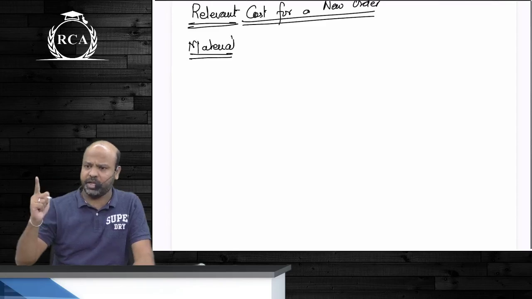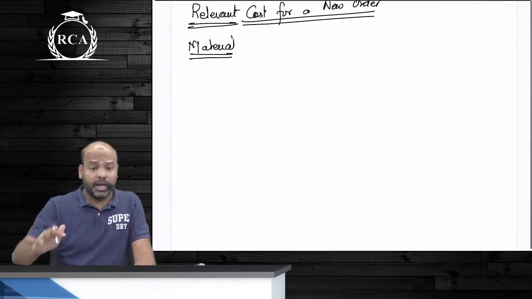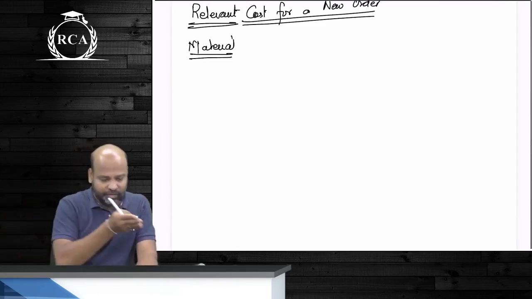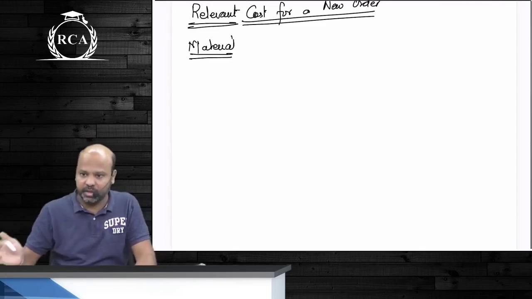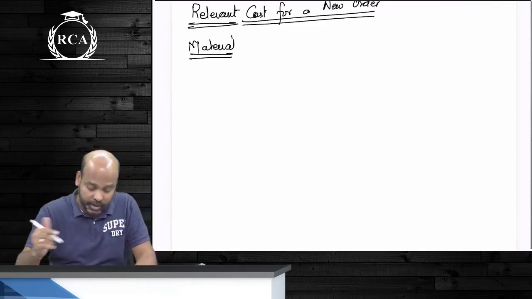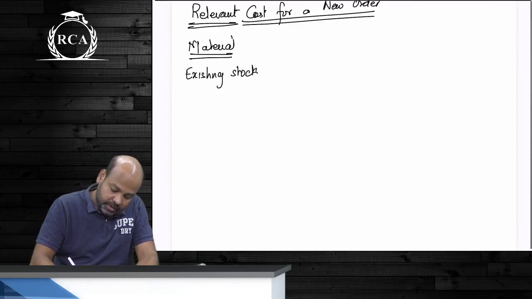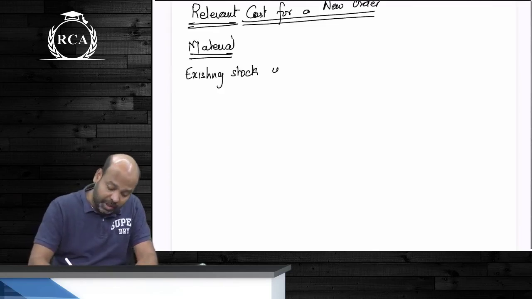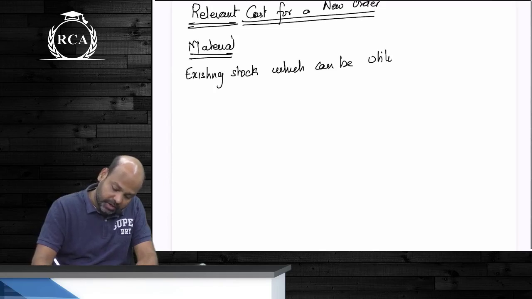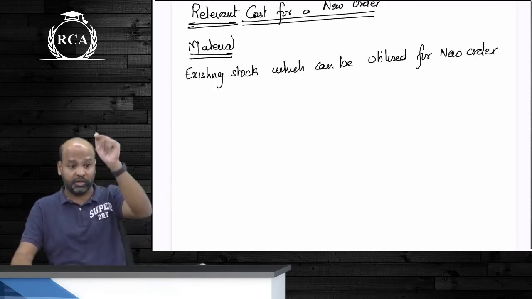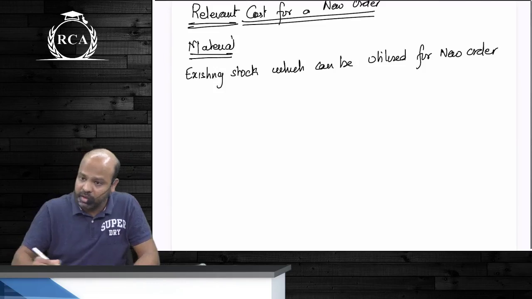First basic question that you need to check. Regular use will come later. Do you have stocks or are you going to purchase it? That's the very first question that you should be looking at. So here we will talk about what if we have existing stock which can be utilized for the new order. If you have existing stock which can be utilized for the new order, then what is the next question that you will ask yourself?